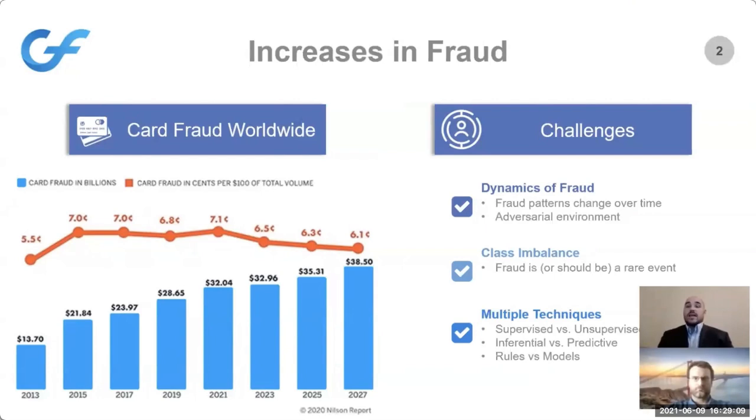And the last is the technique. There's tons of technique decisions on how you want to model fraud. Whether it's supervised versus unsupervised, inferential versus predictive, or rules versus models, the right decision needs to be made when you're talking about how to set up your analytical strategy. And our institution has had these exact same challenges, and we've had to go through these exact same conversations. The one we're going to focus on today is the last one, rules versus models.